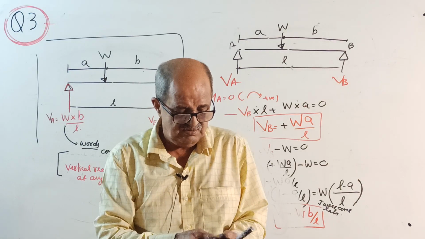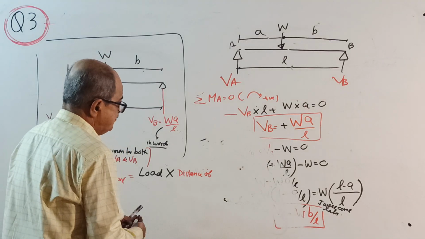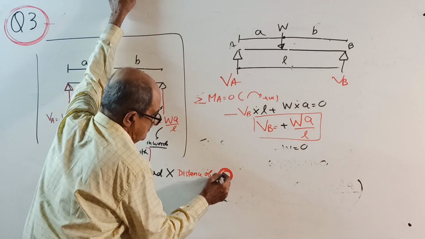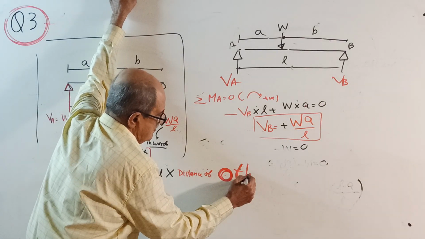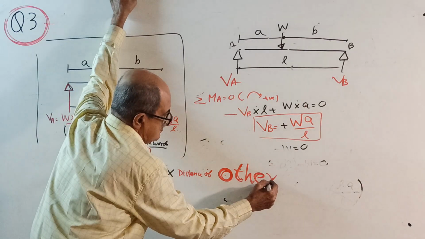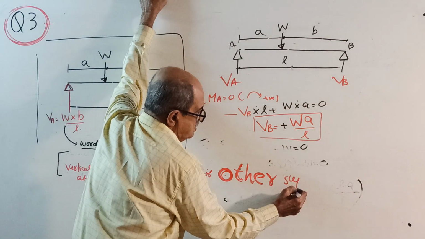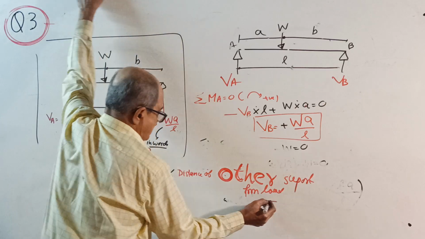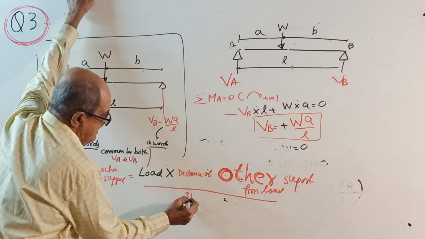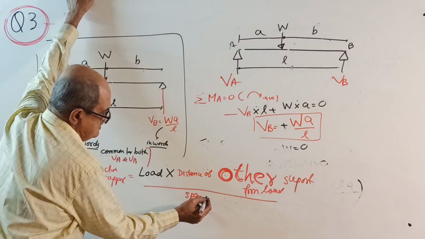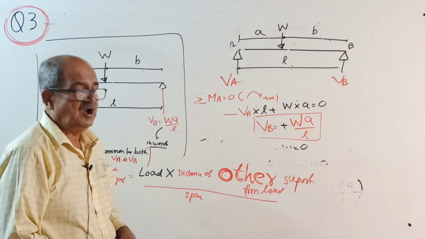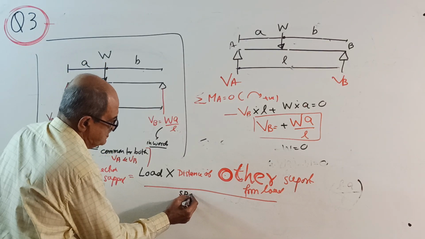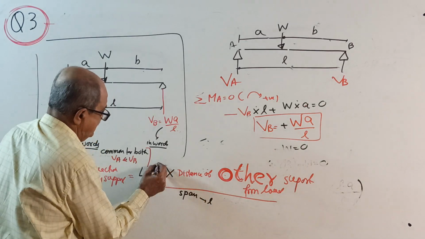Distance of the other support from the load, divided by the length, span or length. Load into, okay, span is a black color. Span is not, that is red, divided by span or length. Span, that is L. Load is W.